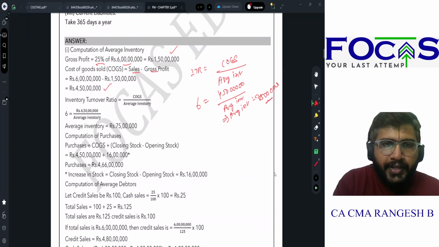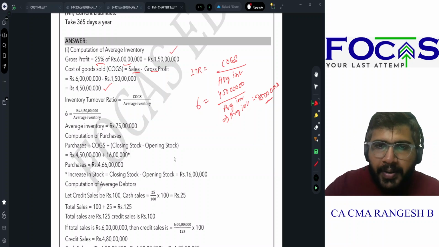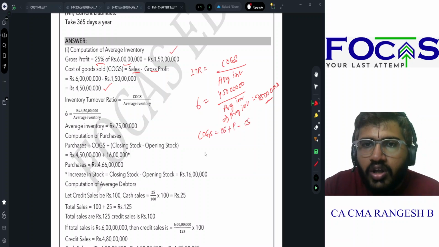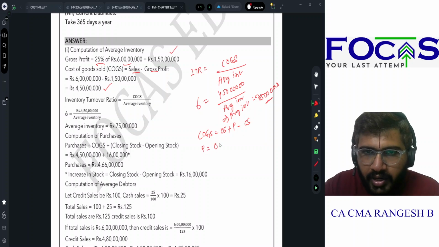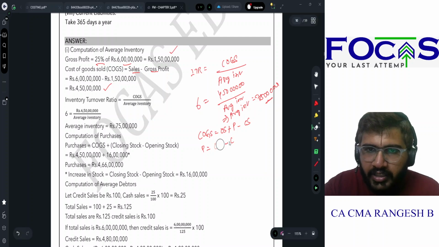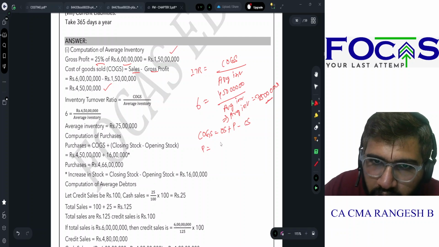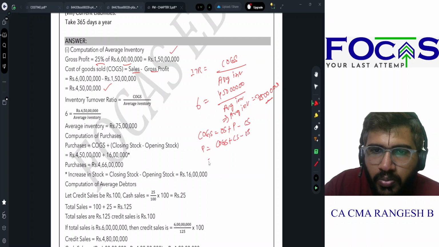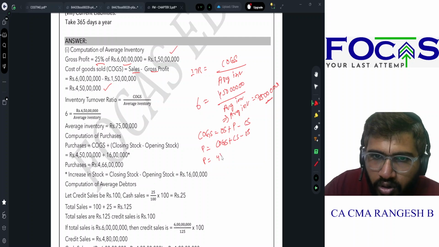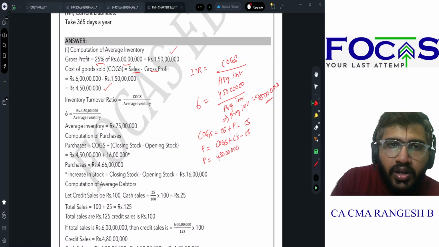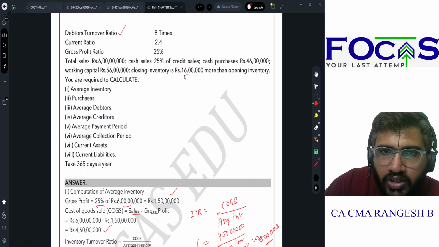Right? Super. So now purchases. How do we calculate purchases? There is a simple formula for purchases. Cost of goods sold is equal to opening stock plus purchases minus closing stock. If I keep purchases here and bring COGS over, it would become minus purchases, so I am taking opening stock and closing stock to the other side. So purchases is equal to COGS plus closing stock minus opening stock. COGS is 4 crore 50 lakhs. Correct? Closing stock is more than opening stock by 16 lakhs.